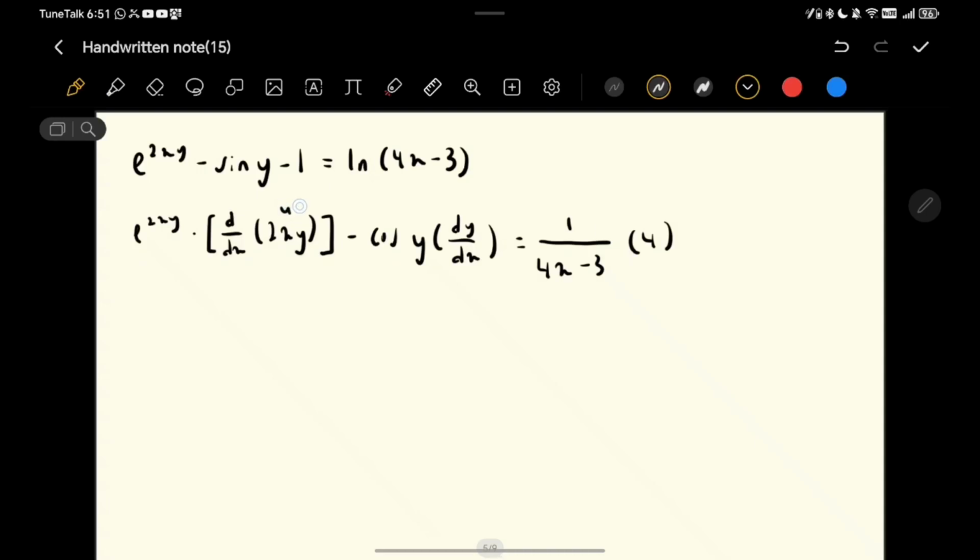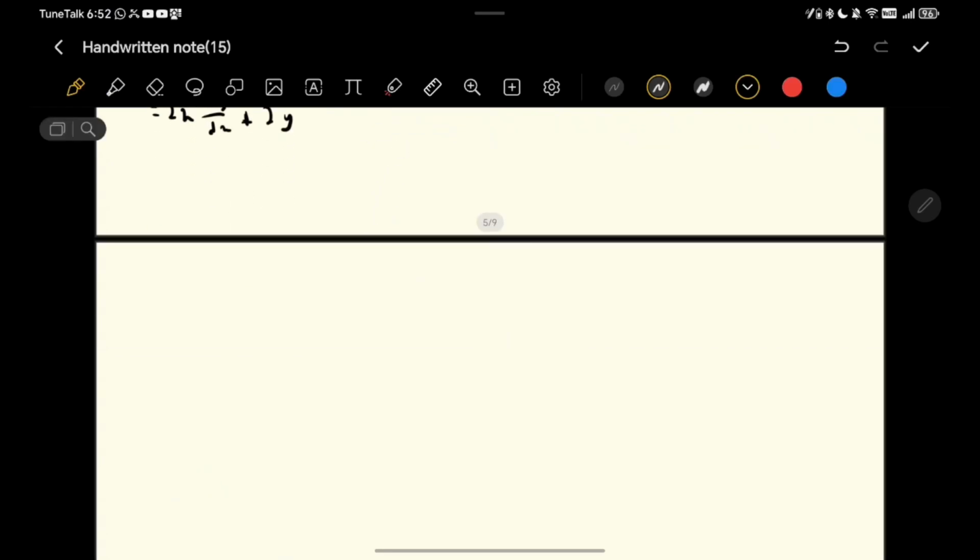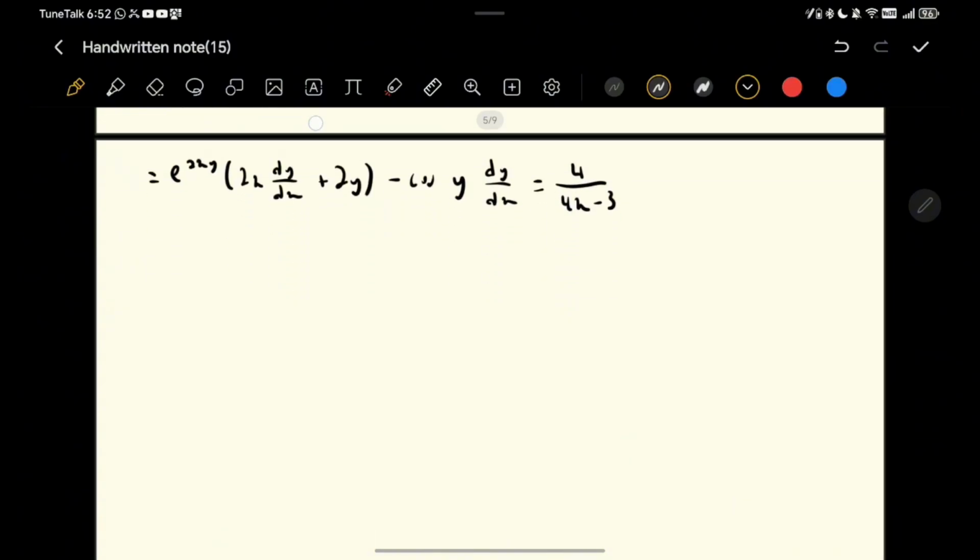To differentiate 2xy, let u equal 2x, v equal y, which is u prime, you get 2, and v prime, you get dy/dx. Then you combine all the differentiated equations that you differentiated just now. After that, you expand e to the xy into the equation that we have used the product rule method just now.